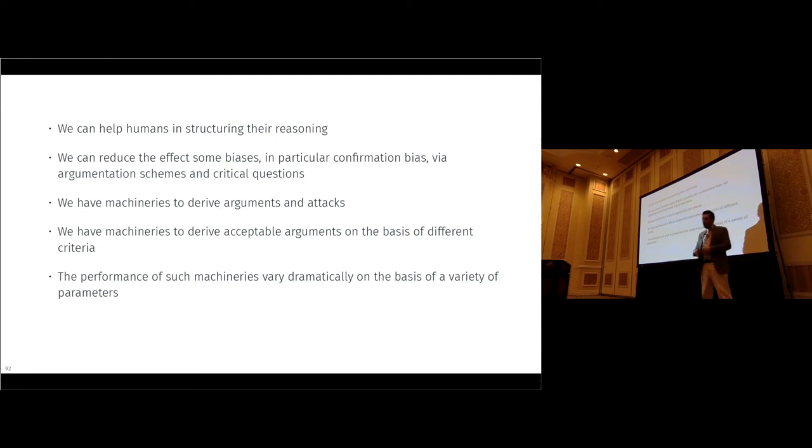We have machineries to derive arguments and attacks, as long as you are gentle enough to accept that the logical formalization is correct. And after that one, we have machineries to derive acceptable arguments on the basis of different criteria, different semantics extensions. And the performance of such machineries varies dramatically on the basis of a variety of parameters, and I gave you an in-depth analysis on the solver, one of the most configurable solvers that we have nowadays in abstract argumentation.